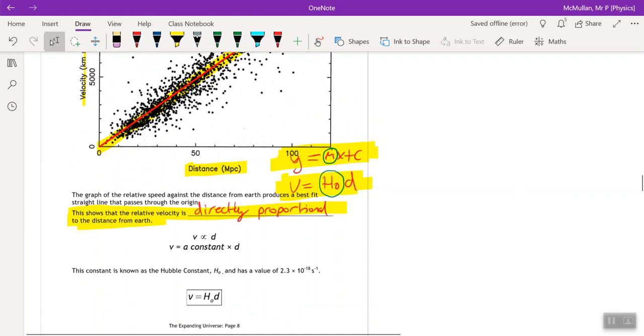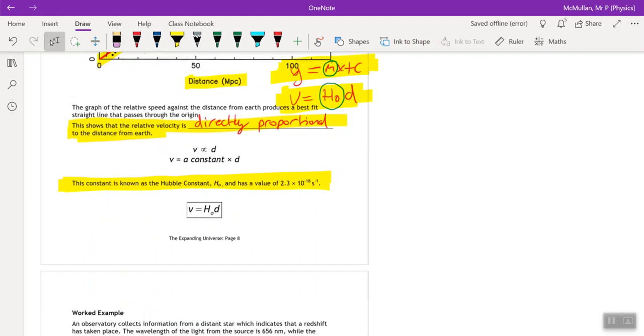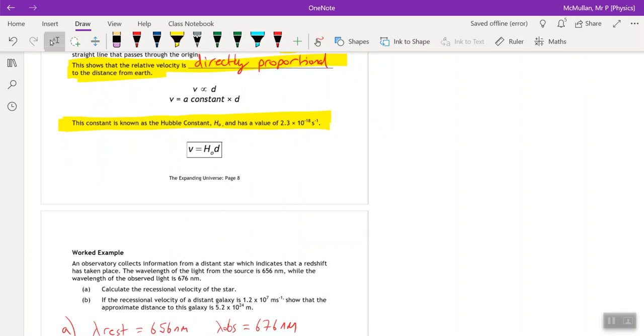The red line, or the gradient, is known as Hubble's constant and has a value of 2.3 times 10 to the minus 18 per second. V equals H0, Hubble's constant, times D. So the constant is known as Hubble's constant, H0, and it has a value of 2.3 times 10 to the minus 18. This is a formula which you need to use, and it's given to you in the formula sheet.